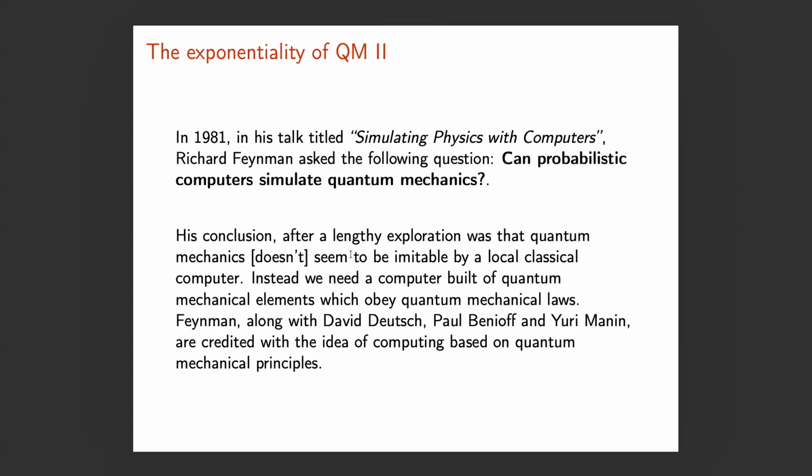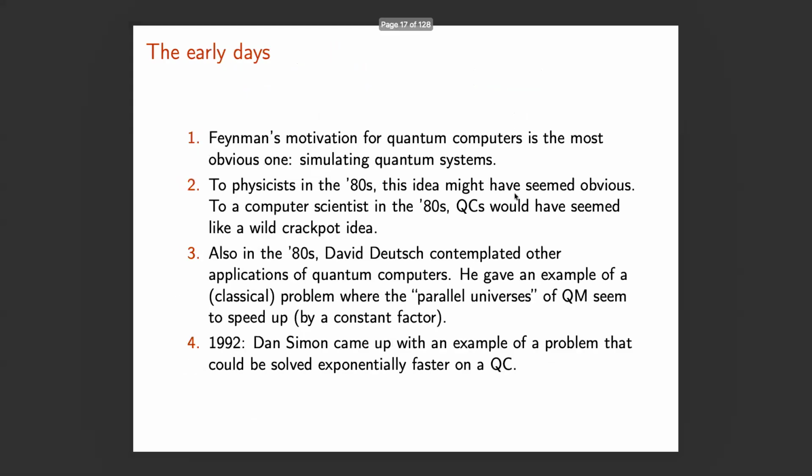So, yeah, you've probably seen some of these statements. Simulating physics with computers, and this is what Feynman proposed, to use real physical systems to implement algorithms on real physical systems. And Feynman's motivation for quantum computers, the most obvious one, was simulating quantum systems. For physicists, this is almost kind of obvious, whereas for computer scientists, it sounded like a crackpot idea in the 80s.